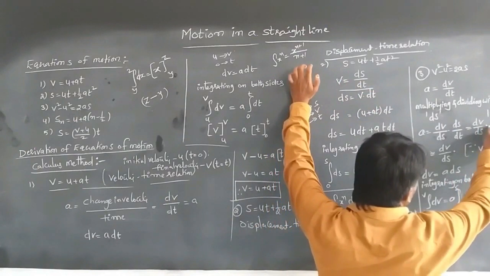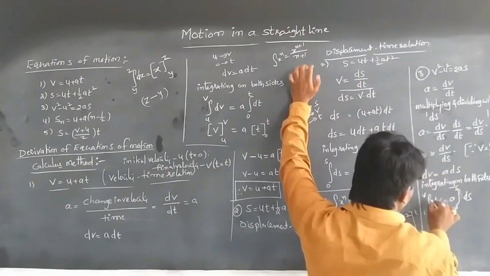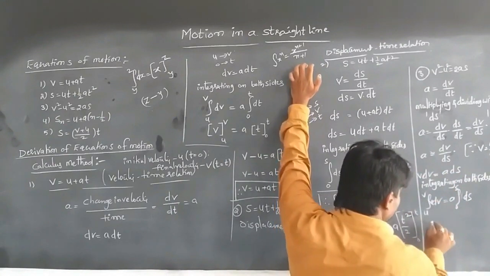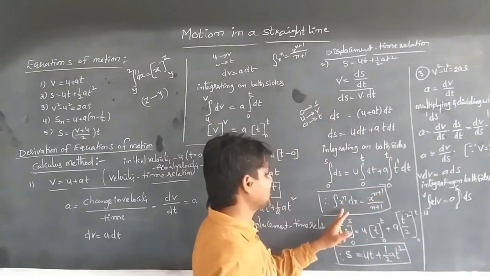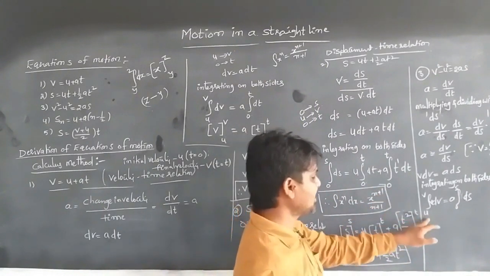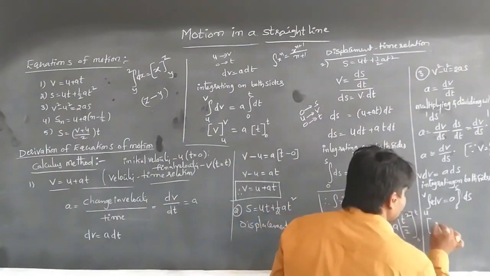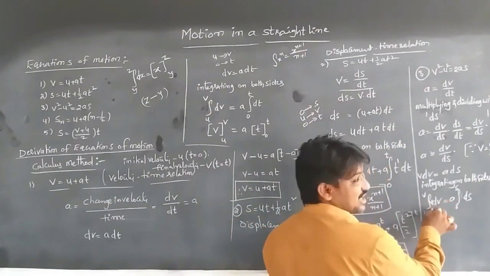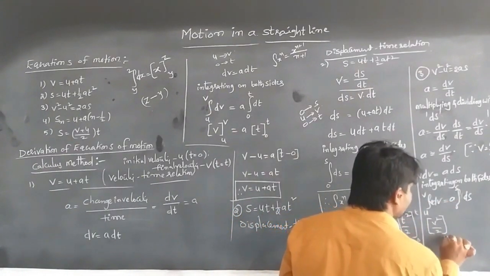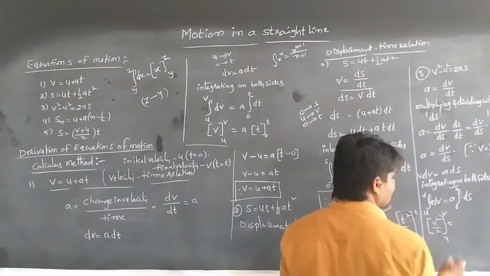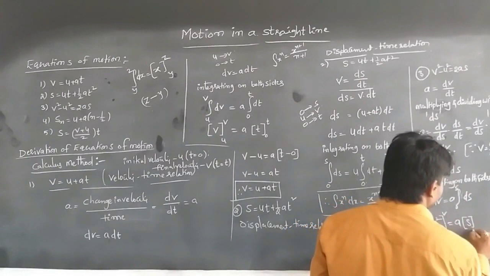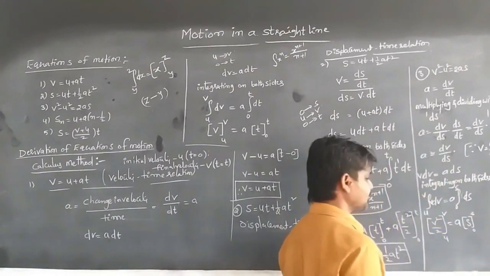So here we are measuring v dv. By integrating this, we already know the formula: integral of x power n dx is x power n plus 1 by n plus 1. Like that, v power 1 plus 1 by 1 plus 1, means v square by 2, between the limits u to v, is equal to a into the displacement s, between the limits 0 to s.